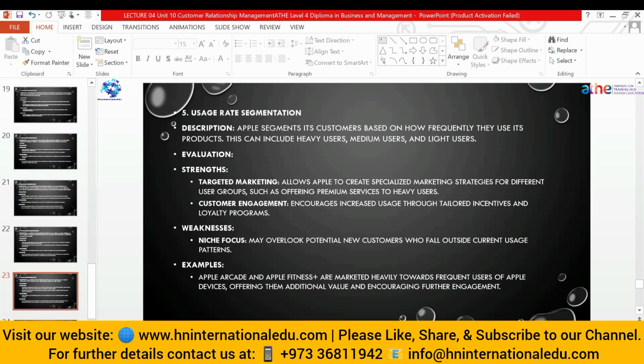Strength. Targeted marketing allows Apple to create specialized marketing strategies for different user groups, such as offering premium services to the heavy users, the ones who are frequently buying, they are the prime consumers of this brand. Consumer engagement encourages increased usage through tailored incentives and loyalty programs. They are going to cater to you in such a way that is going to be feasible for you according to your likings and dislikings. However, niche focus may overlook the potential new consumers who fall outside the current usage pattern.